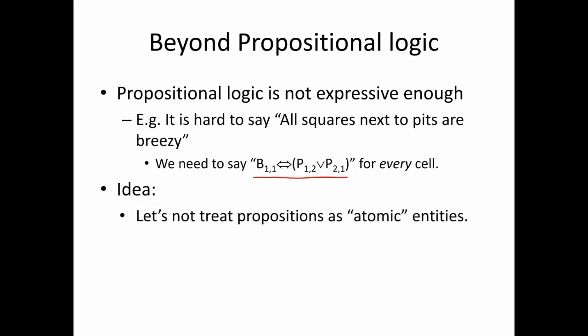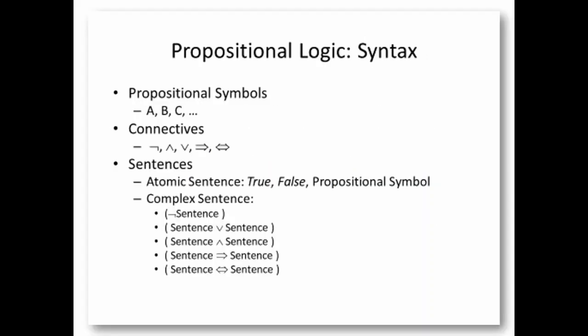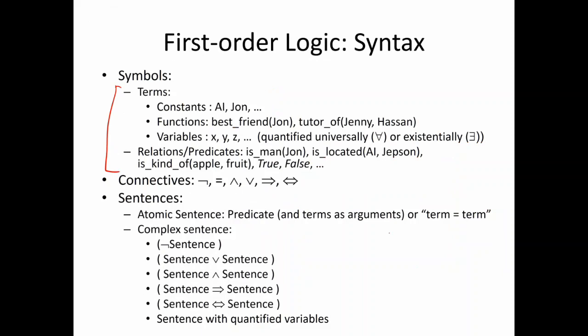So how about we don't treat propositions as atomic entities? Here's the syntax for propositional logic. We have symbols, connectives, and then we know how to build sentences out of those. The sentences are either true, false, or one of the symbols, and then combinations of those. In first-order logic, symbols are not atomic units. They can be broken down into smaller things, like terms and predicates.